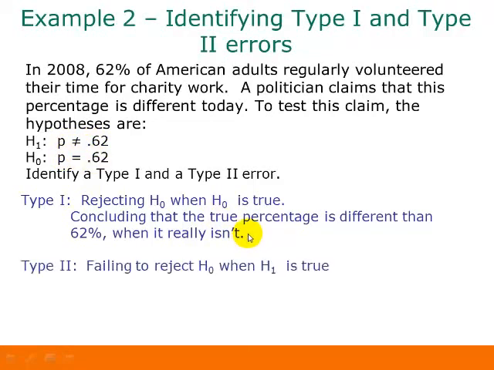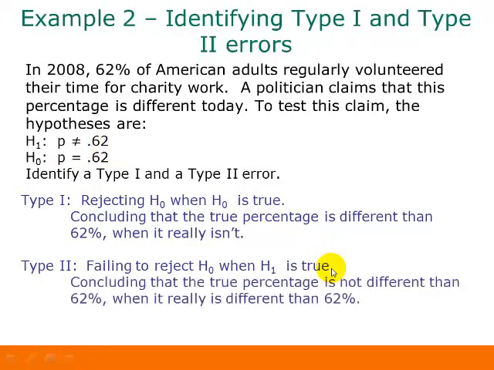Type 2 is the opposite. This would be accepting the null hypothesis when the alternative hypothesis is actually true. And that would mean concluding that the true percentage is not different than 62% when it really is different than 62%.